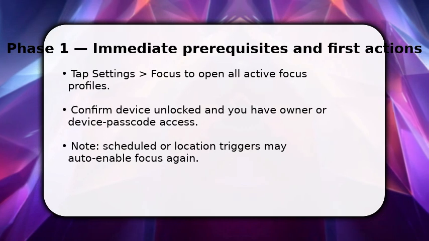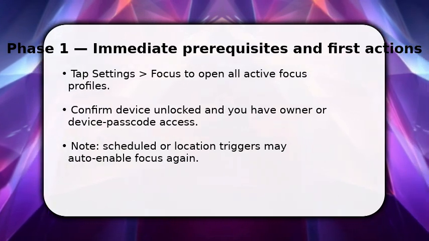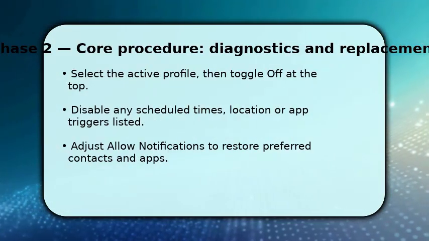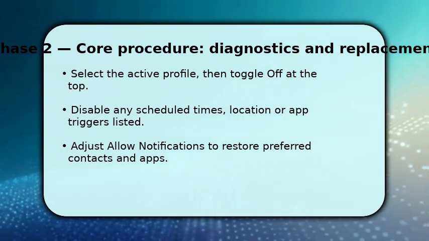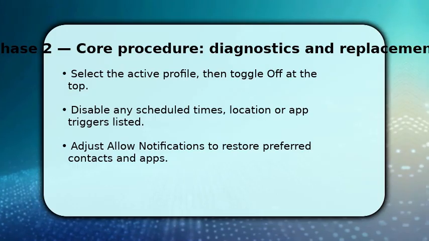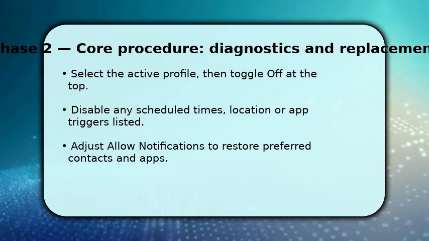You now enter the active profile and toggle it off. That stops notifications being silenced immediately. Next, review the automation section. Disable scheduled times, location triggers, and app-based start so the profile won't return unexpectedly.